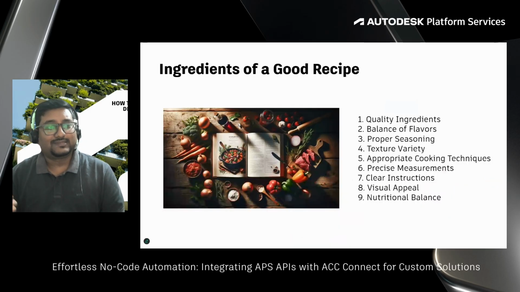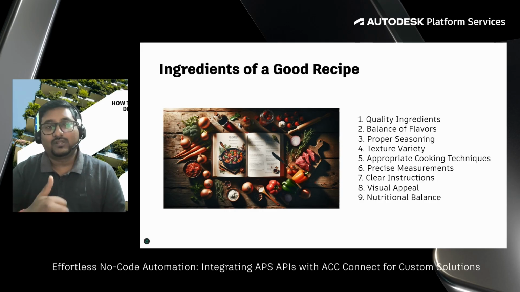Now, before I move on to the next set of slides, I would like to quickly cover an example. What are the ingredients of a good recipe? You're planning to have a good recipe prepared, and what are the different ingredients that you'd need so that you can make it a good one and a tasty one? You need quality ingredients, a balance of flavor, proper seasoning, and a texture variety so that it looks great. You need to adopt appropriate cooking techniques. You need precise measurements of the different elements, very clear instructions, a visual appeal, and a nutritional balance. That is what makes up a good recipe.